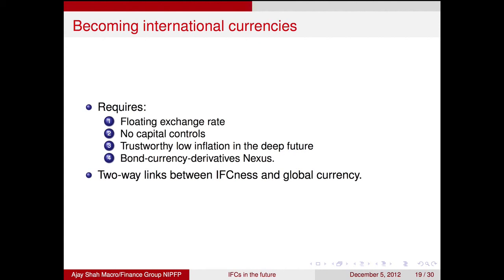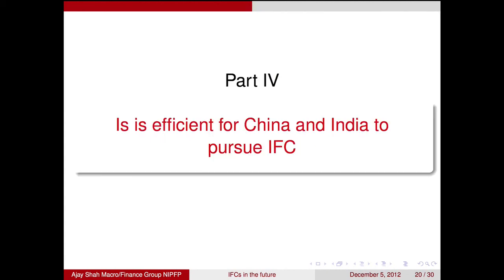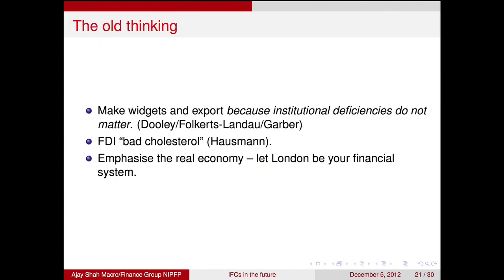And I think that there is a two-way feedback loop between becoming an IFC and becoming a global currency. If China will develop the RMB as an international currency, that will help Shanghai to emerge as an international financial center, and vice versa. If Shanghai emerges as an international financial center, that will be good for the emergence of the RMB as a global currency. Okay, now my claim number four, that it is wise and efficient for China and India to become international financial centers. The old thinking was a little different.